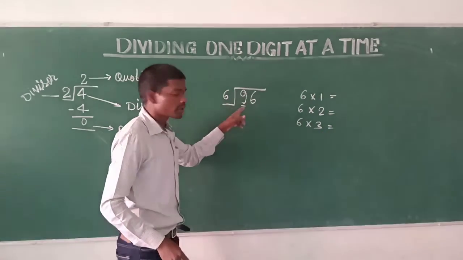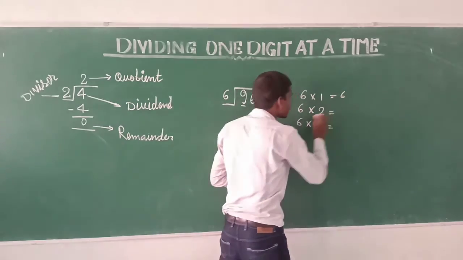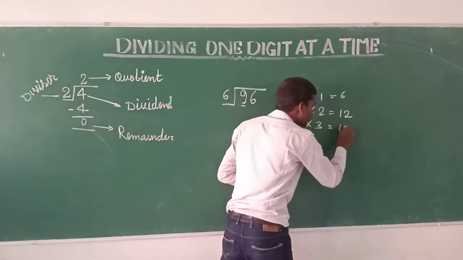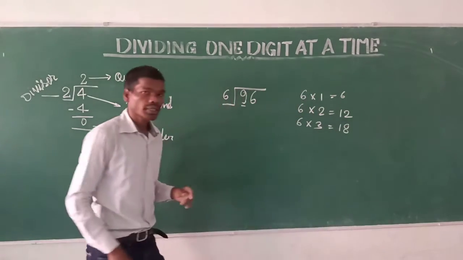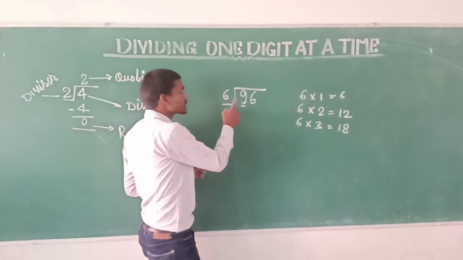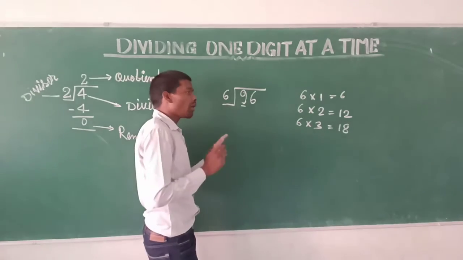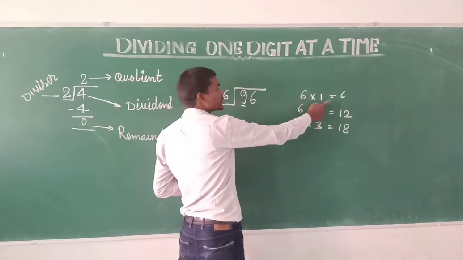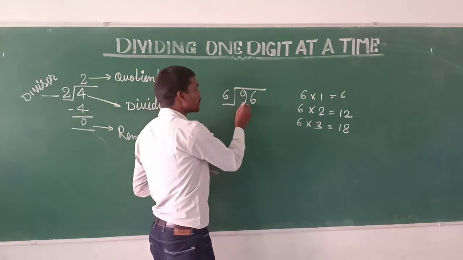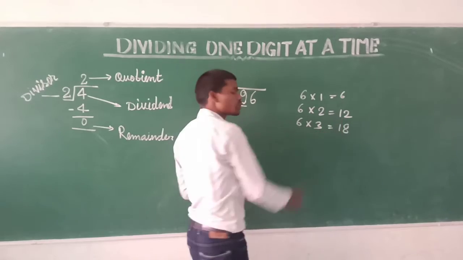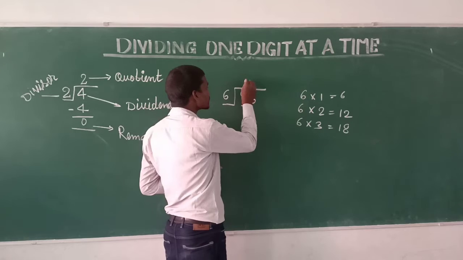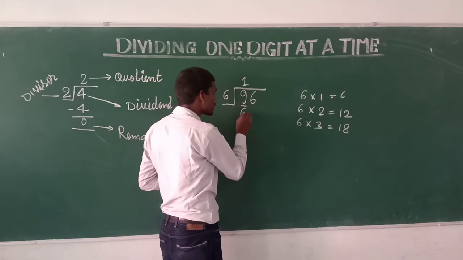Okay, now look at here. Now 6 1s are 6 and 6 2s are 12 and 6 3s are 18. So it will go on. Now here only 9 is there. So 9 is bigger than 6. So how many times we can say? 6 1s are 6. If we take 2 times, 6 2s are 12. Then it is becoming bigger than this 9. So how many times we shall take? 1 time.